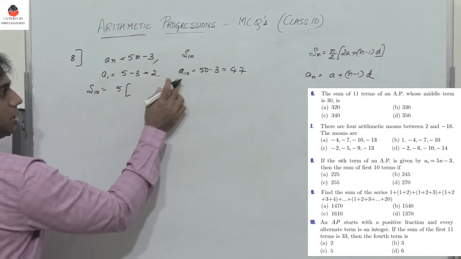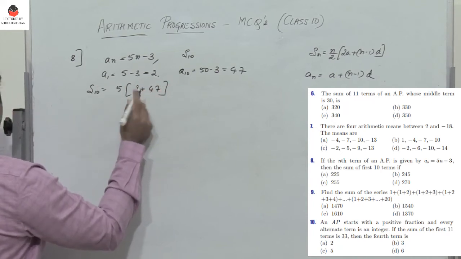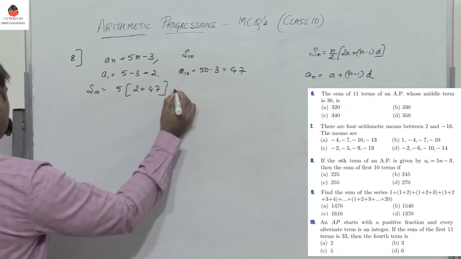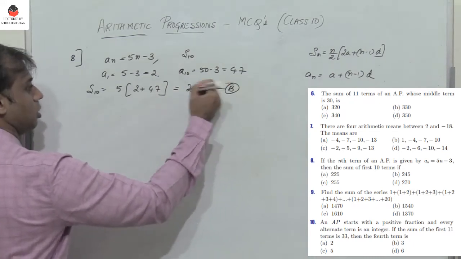The first term plus the 10th term: 2 plus 47. So 2 plus 47 is 49, into 5 gives me 245. So the right option is option B.